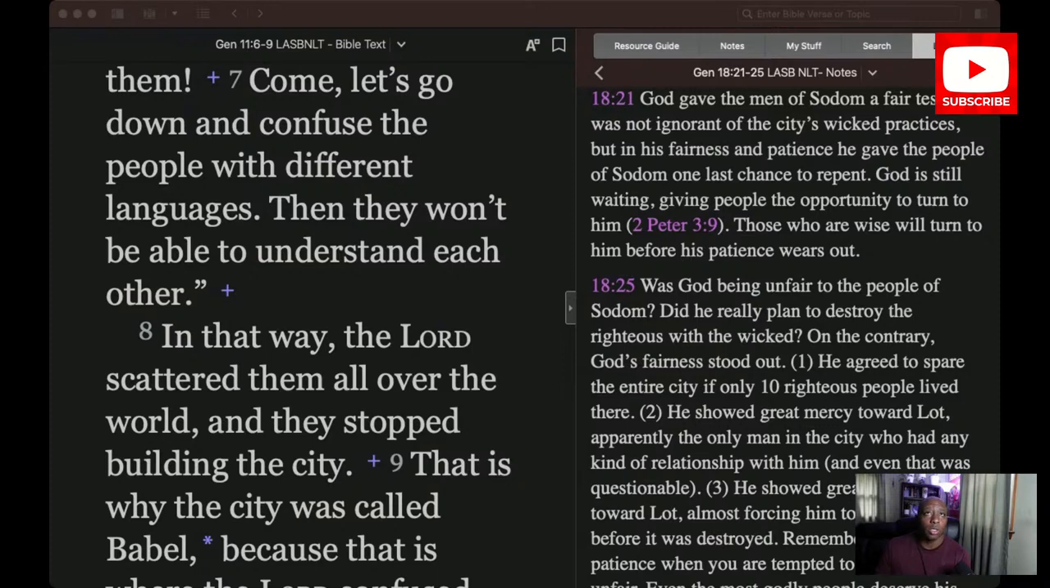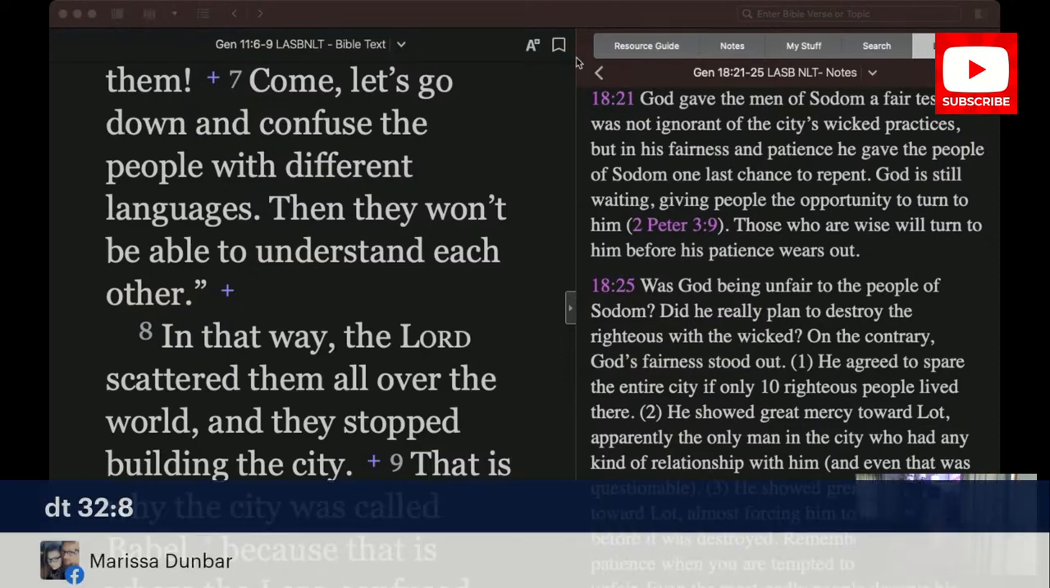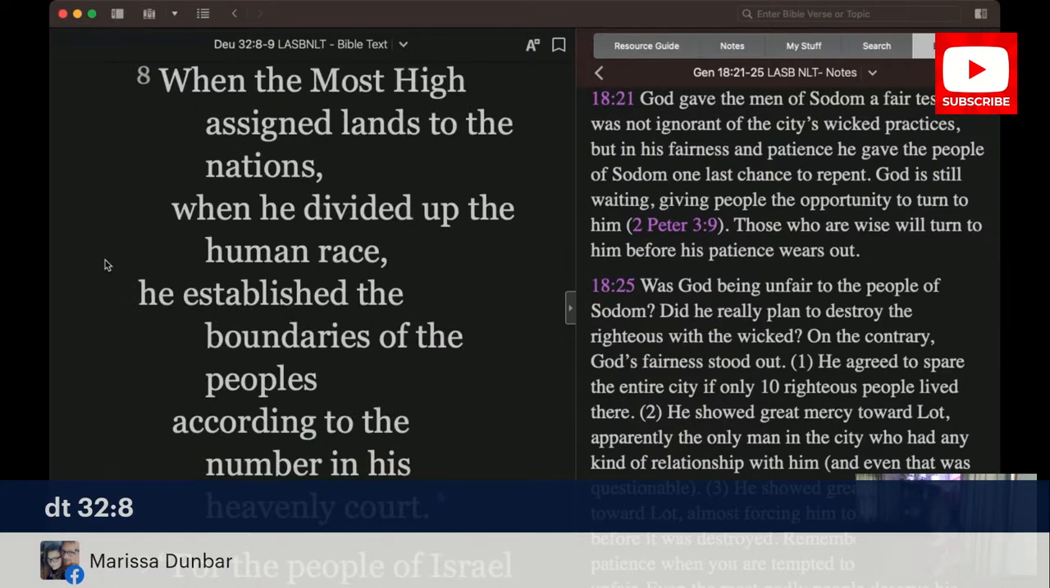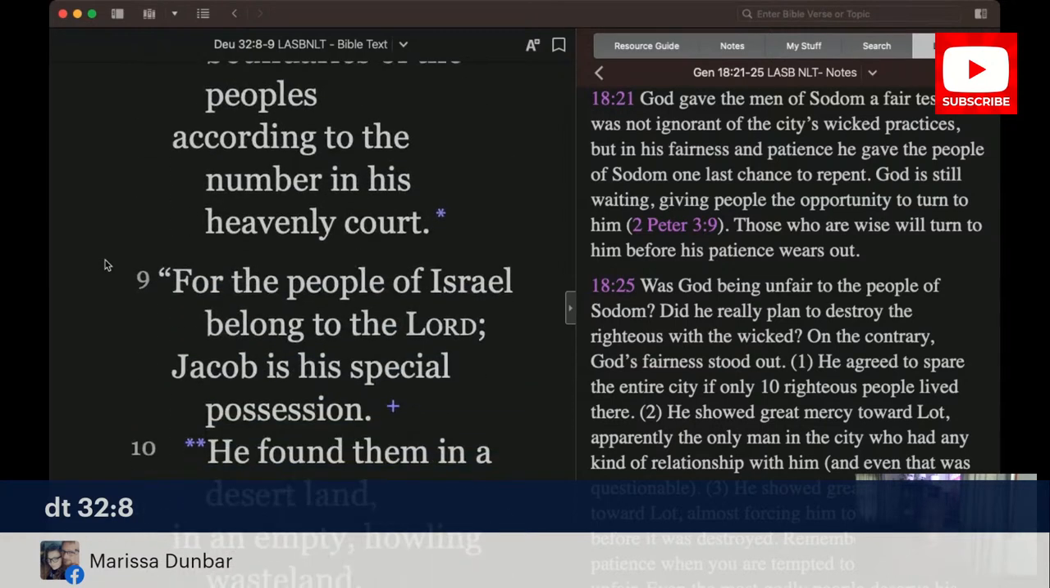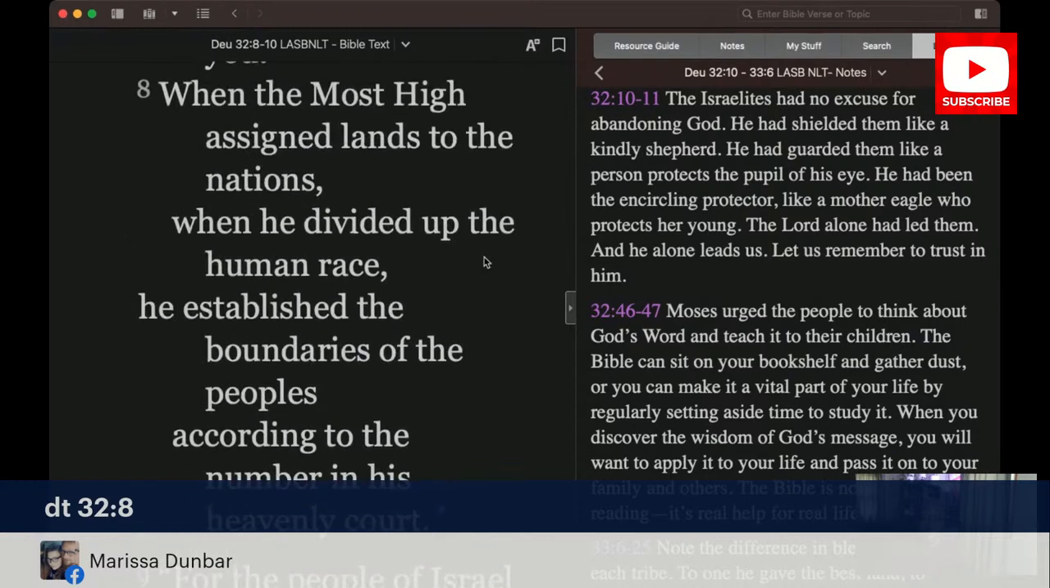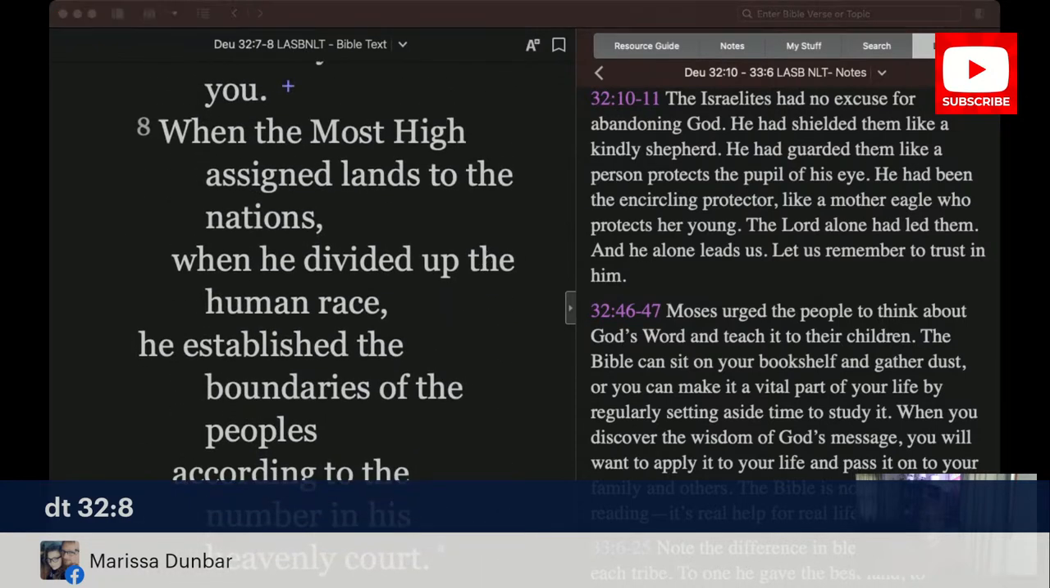But before we go to that scripture, let's look at Marissa's in Deuteronomy chapter 32, verse 8. It says this: When the Most High assigned land to the nations, when he divided up the human race, he established the boundaries of the people according to the numbers in their heavenly court. We see that right there, their heavenly court. Okay. There is no commentary, so let's continue.